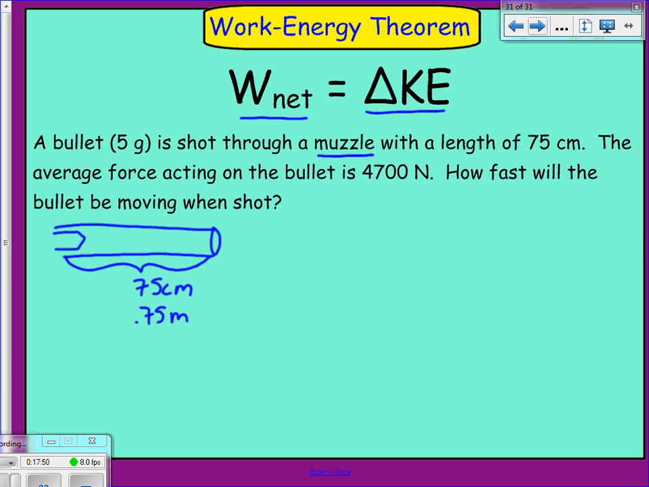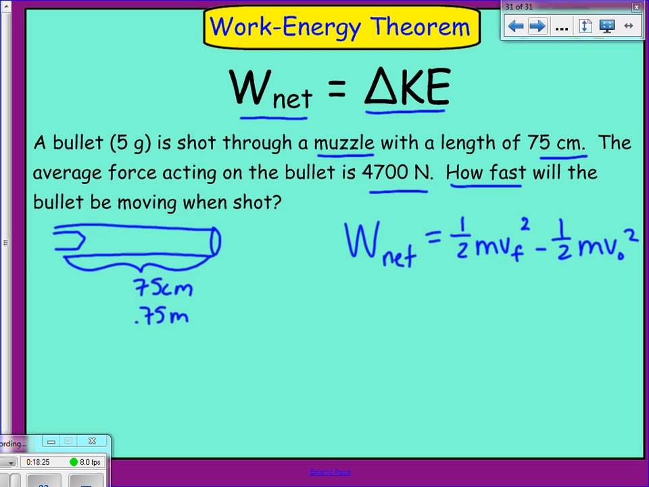When I read this, I notice a couple things. I notice that it's giving me force at distance, so right away I'm thinking work, but it's also asking how fast, so I know I'm going to be dealing with kinetic energy. So on a test or a quiz, I'd be thinking of the work-energy theorem, which is work net equals change in kinetic energy. So let's write that out. Work net is equal to delta kinetic energy. Change in kinetic energy is really just saying this: the kinetic energy final minus the kinetic energy initial.